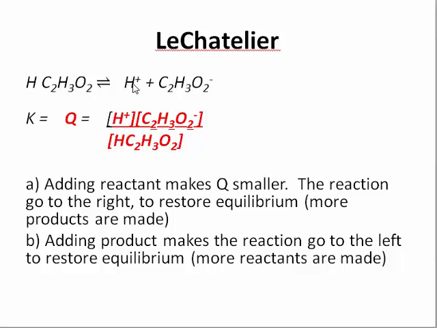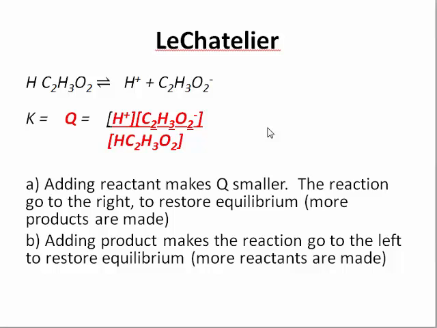Likewise, if we add H plus or acetate to increase the concentration of product, Q is now too large. Q can become smaller as the balance for this reaction shifts to the left. More product reacts to make more reactant. And this shift to the left side will continue until Q has become equal to K again.